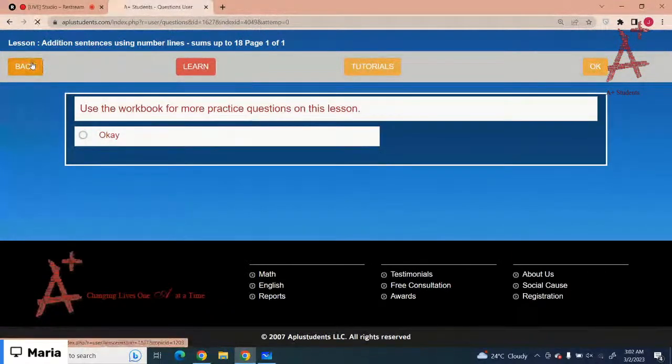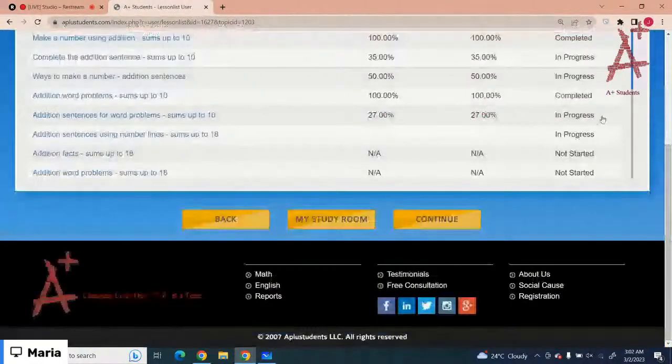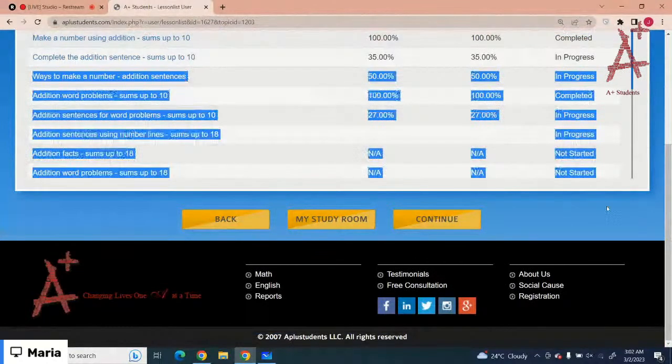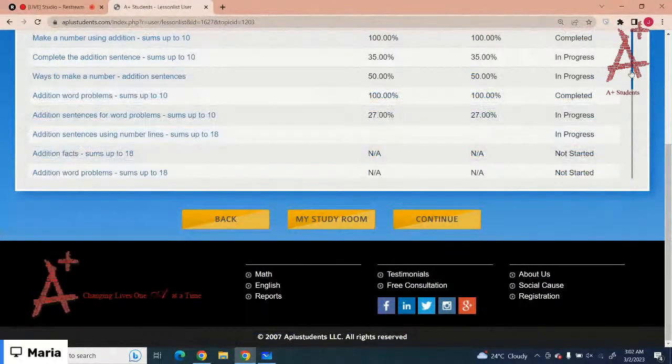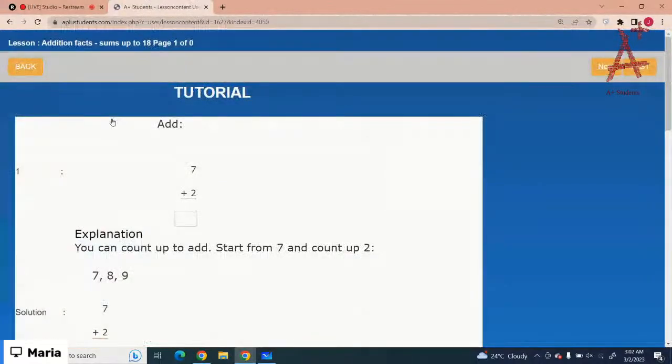Okay, you don't have any practice questions for this lesson. Let's move on to the next one, addition facts, sums up to 18. Okay, let's start with the first example. The first one is 7 plus 2.